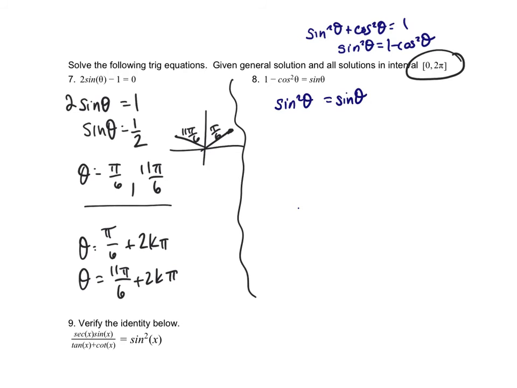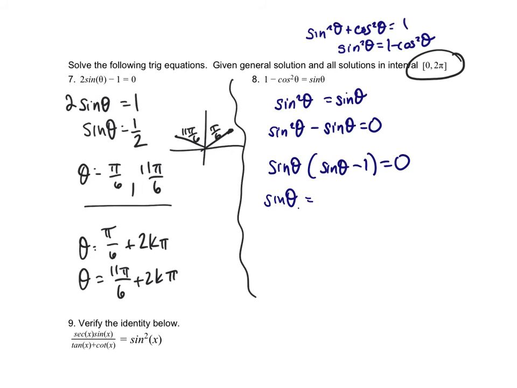And then I'll get everything on one side, because if there's a square, we're going to have to factor. So we get sine squared theta minus sine theta equals 0. So I can factor a sine out: sine theta times sine theta minus 1 equals 0. And then I'll set those equal to 0. So I want to know where sine theta equals 0 and where sine theta minus 1 equals 0, and that's the same as saying sine theta equals 1.